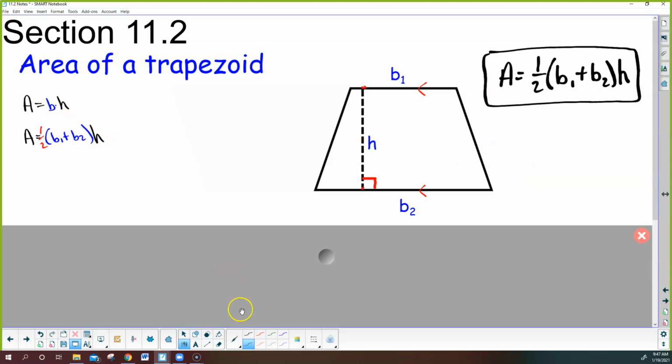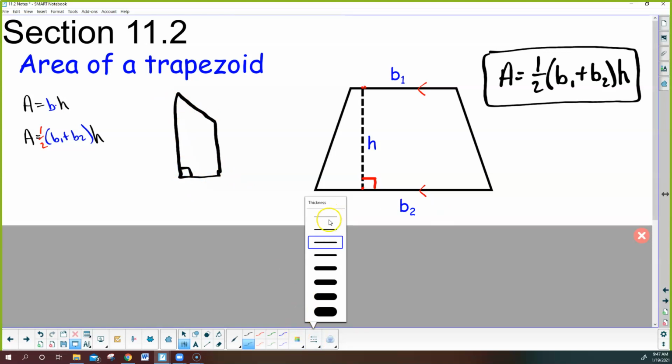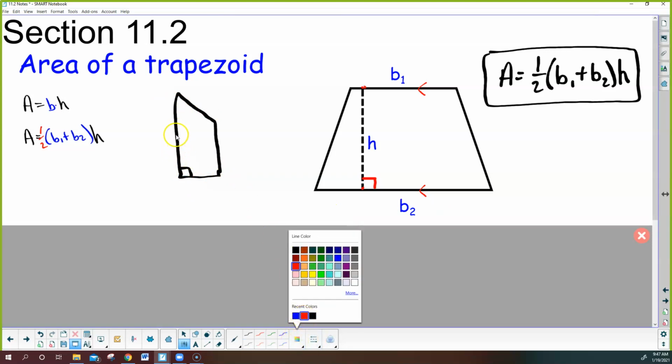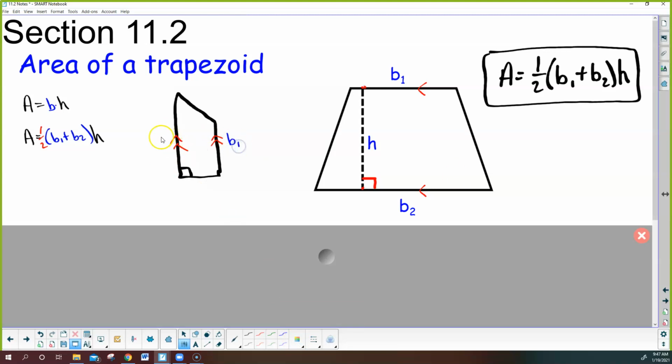I want to draw another type of trapezoid here really quick. It's up to you if you want to include this. But for some reason, when students see this, they get really confused. They see a shape like this, and they don't connect with the fact that this is a trapezoid. It has that same quality. It has parallel sides, one pair of parallel sides. So I could call this base 1 and base 2.